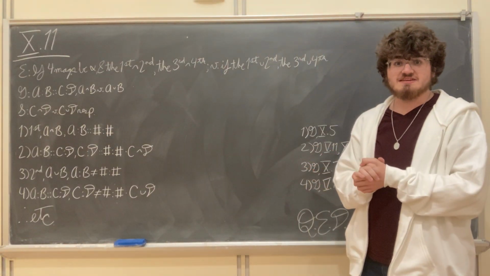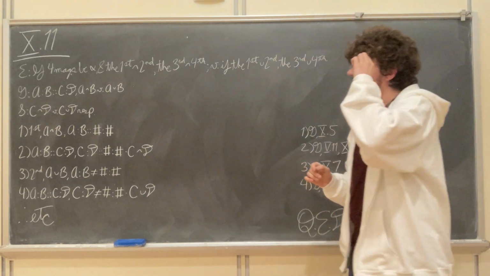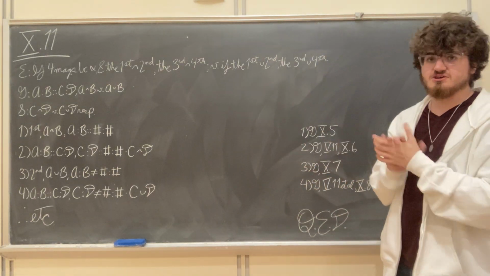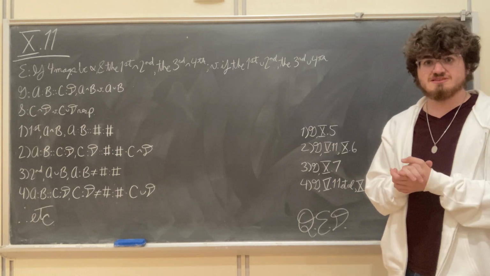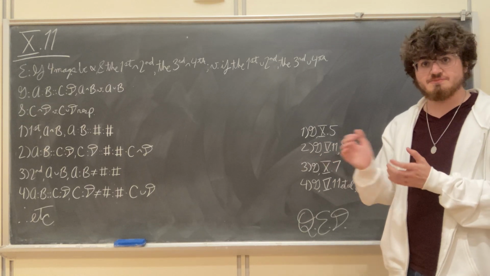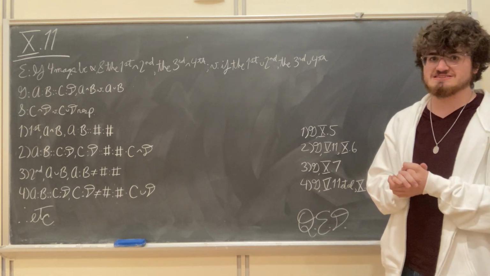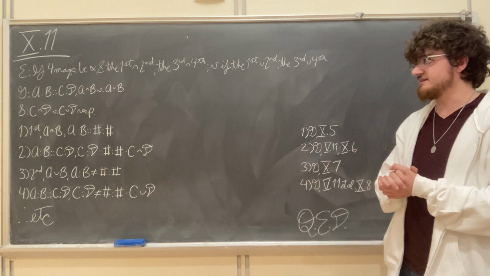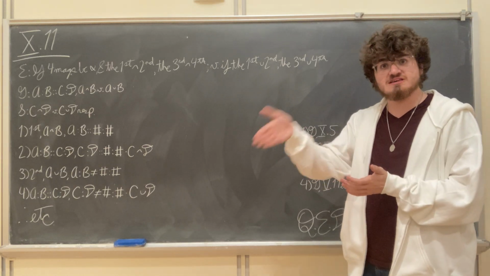Hello, this will be a demonstration of proposition 11 from book 10 of Euclid's Elements, which says that if four magnitudes are proportional, then if the first is commensurable with the second, then the third will also be commensurable with the fourth. But if the first is incommensurable with the second, then the third will also be incommensurable with the fourth. So we'll have four magnitudes, A, B, C, and D.